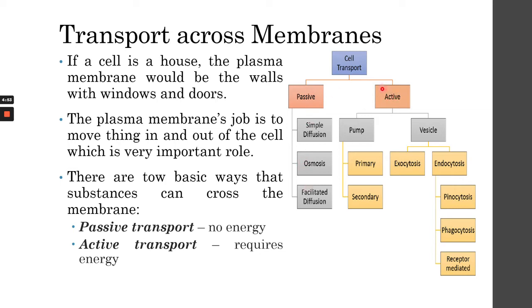For active transport, which we will be discussing later on, we have what we call pumps and vesicular transport or bulk transport. Under pump, we have primary and secondary. For vesicular or bulk transport, we have exocytosis and endocytosis. Under endocytosis, we have pinocytosis, phagocytosis, and receptor mediated. So, for now, let's focus on passive transport, and then we'll be discussing simple diffusion, osmosis, and facilitated diffusion.